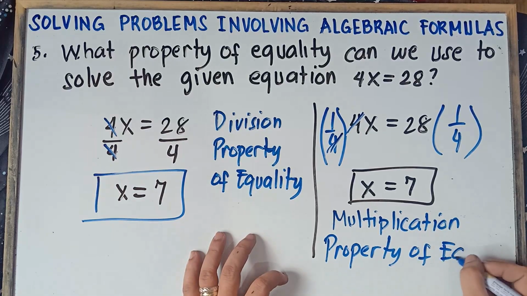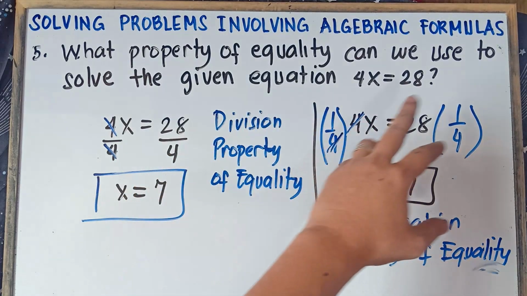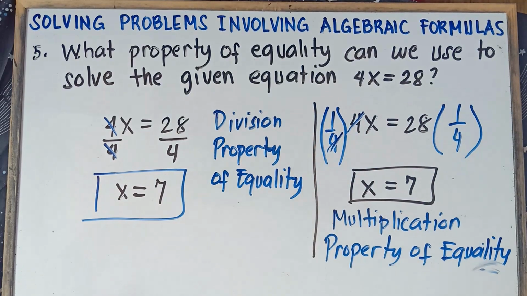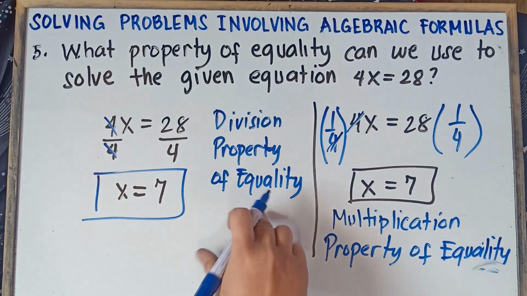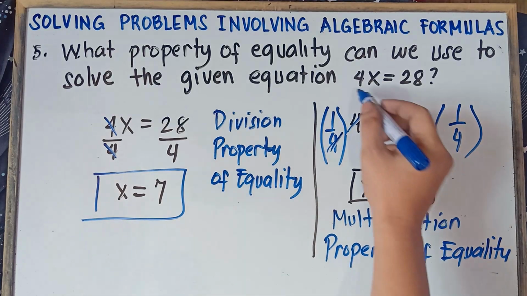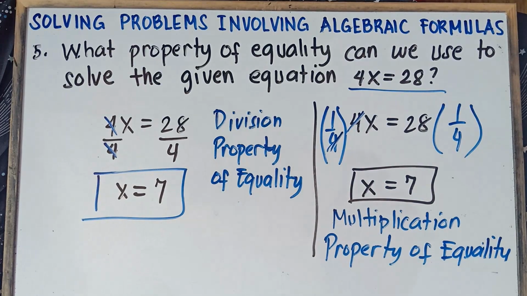So once again, the question there, what property of equality can we use to solve the given equation 4x equals 28? Your answer, class, you can apply division property of equality, or you can use multiplication property of equality. So we do have two properties that we can use to solve the value of x. That would be division property of equality and multiplication property of equality.